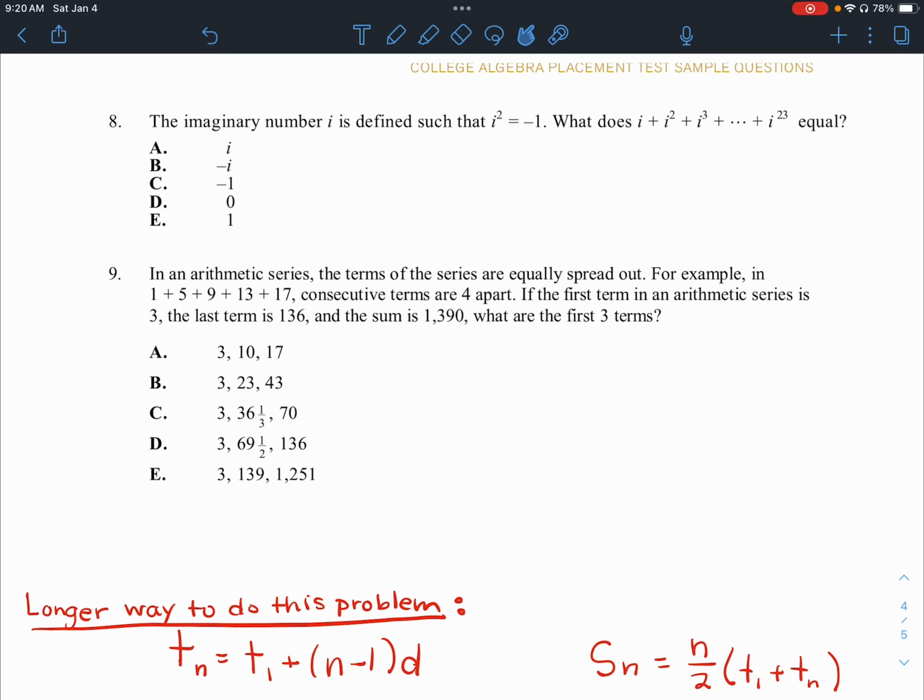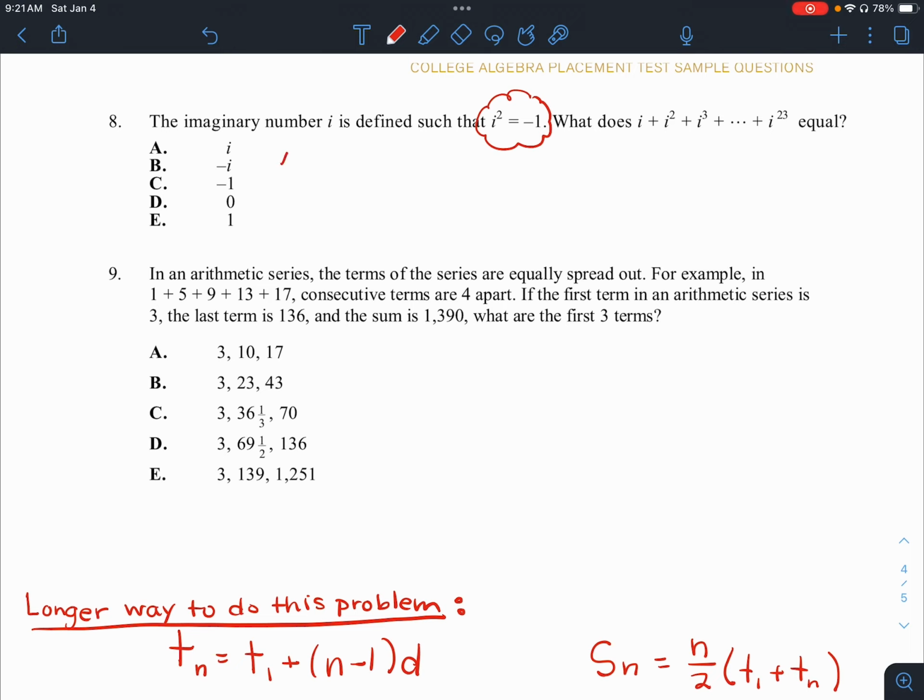All right, now we're looking at the imaginary numbers. Oh, this is nice. They kind of are telling you that i squared is negative 1. Okay, now the question is, what would be the answer if you took i plus i squared plus i cubed plus i to the 4th all the way up to i to the 23rd? So we have 23 of these terms we're adding in. Each time the exponent on the i gets bigger and bigger.